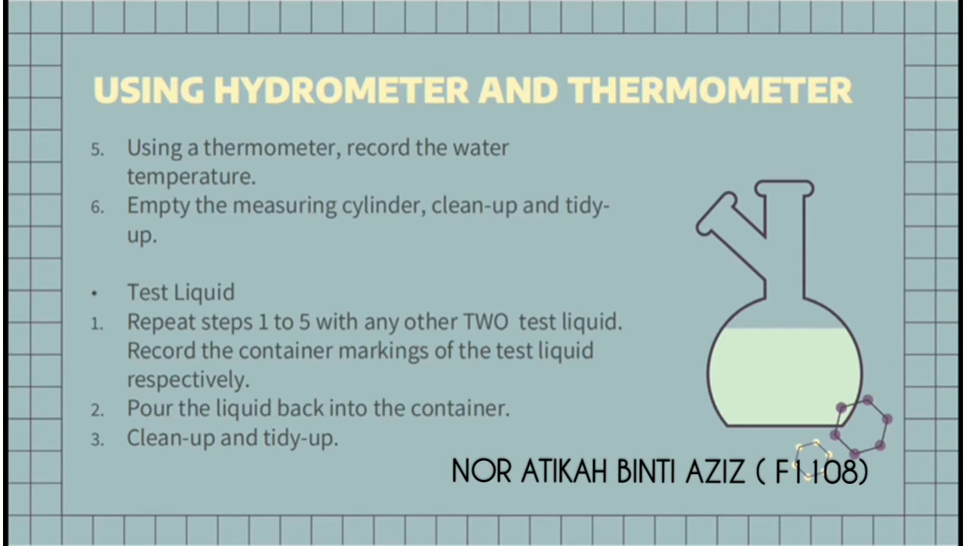For the test liquid, first repeat steps 1 to 5 with any other two test liquids. Record the container marking of the test liquid respectively. Pour the liquid back into the container and clean up and tidy up. So that's all for me to present about hydrometer reading and temperature in method 2.